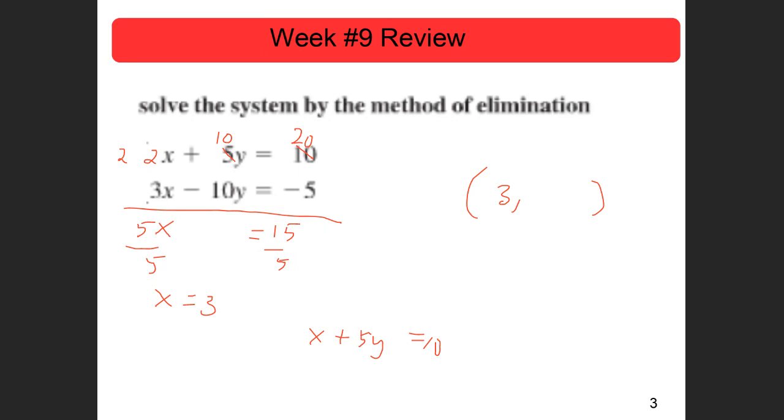and I'm going to plug 3 in for x. So 3 plus 5y is equal to 10. Subtract off 3. So 5y is equal to 7. Divide through by 5, and I end up with 7/5, which is not a very nice number, but it's not bad. All right.